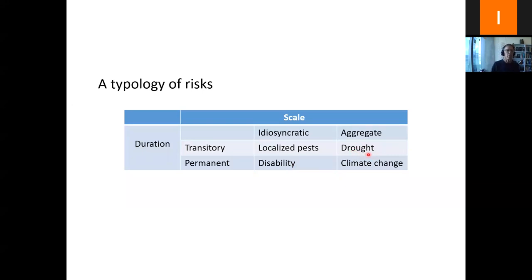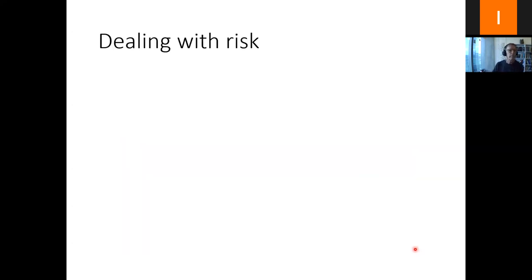A drought would be an example of a risk that is transitory. It's not going to last forever, but it's aggregate. It's affecting many people at the same time. And climate change would be an example of a risk that's affecting everybody and is permanent. So these different scales and durations of risk are going to have very different implications for how people deal with them and how it affects their lives.